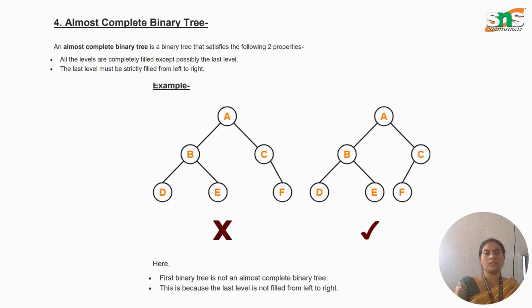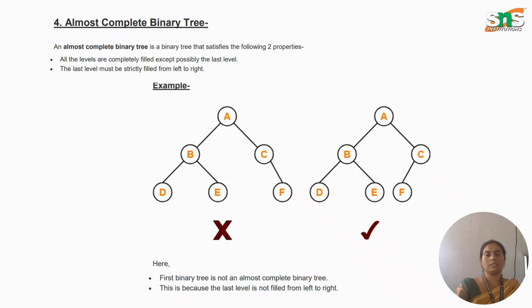Next, the almost complete binary tree should satisfy two properties: all the levels are completely filled except possibly the last level, and the last level must be strictly filled from left to right. In this example, A, the topmost node, bears B and C, and B further bears D and E, and C has only the node F. But this condition is wrong, because in every binary tree, first the left node has to be filled, and then we have to fill the rightmost node.